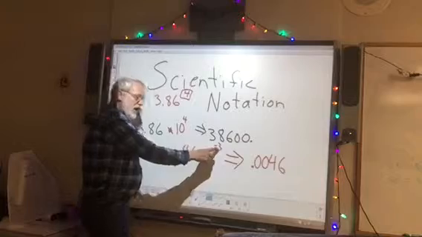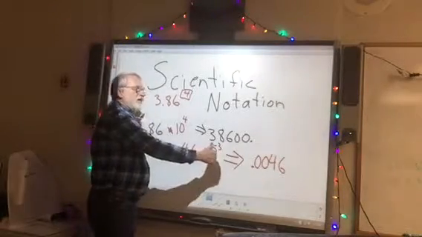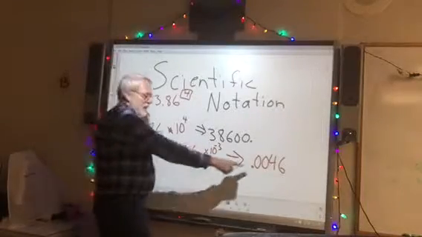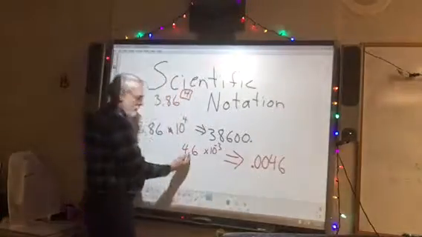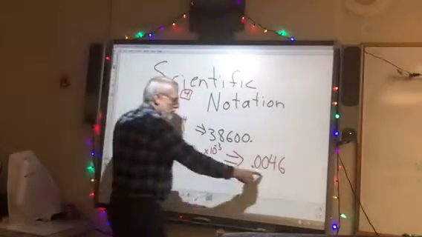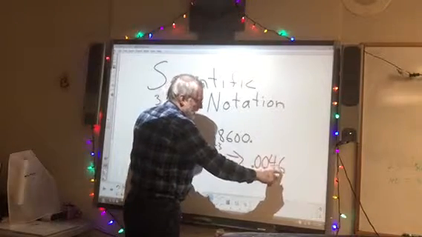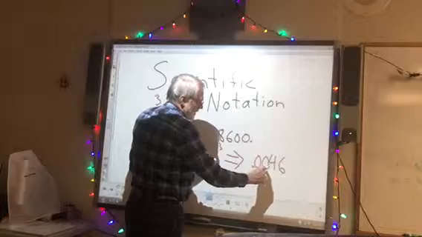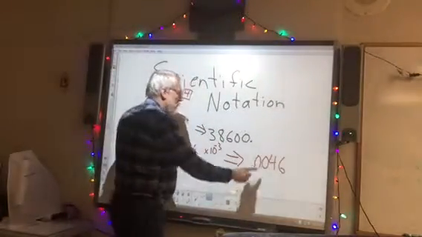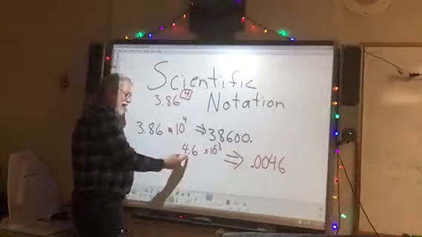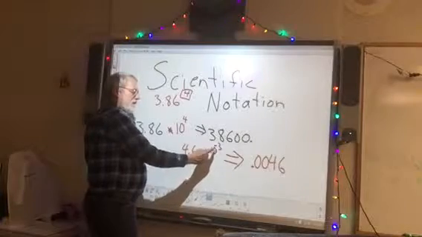So what about 10 to the negative 3rd? I'm shifting the decimal 3 places to the left. So I end up with this: 1, 2, 3 places to the left from where it was originally. So this number, which is 46 10,000ths, written in scientific notation, is 4.6 times 10 to the negative 3rd power.